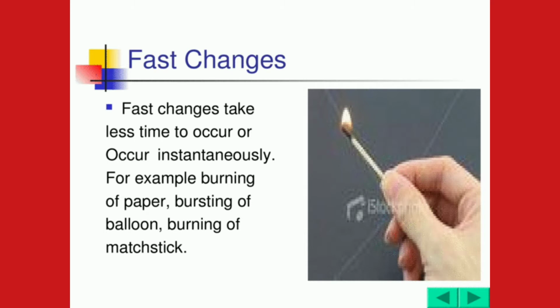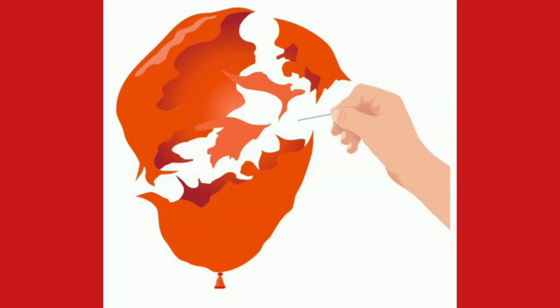Then coming to fast changes. Fast changes take less time to occur or occur instantaneously. That means they don't require too much time. Sometimes it can happen within seconds also. If you consider the example of bursting of a balloon, of course it doesn't require too much time. Burning of paper also. As these changes do not require too much time, they occur very fast. So these changes are called fast changes.